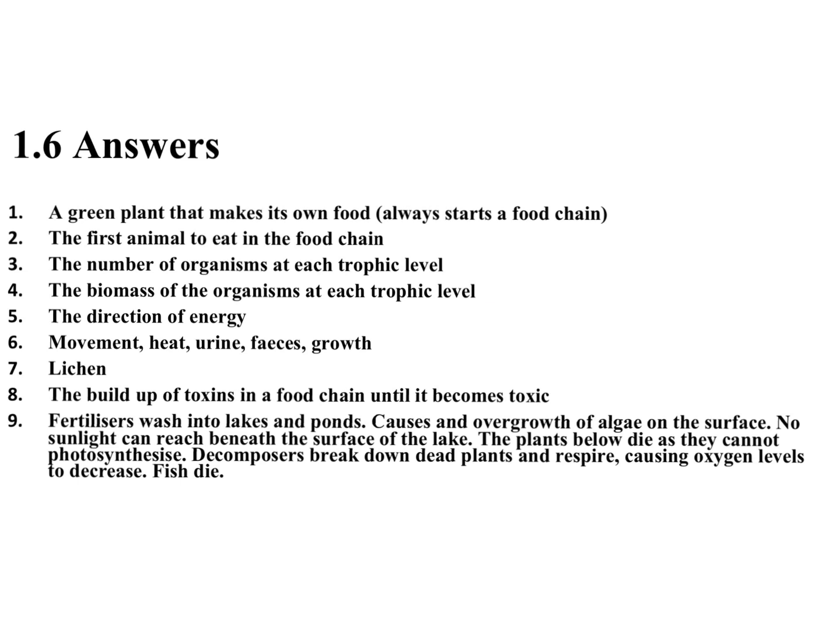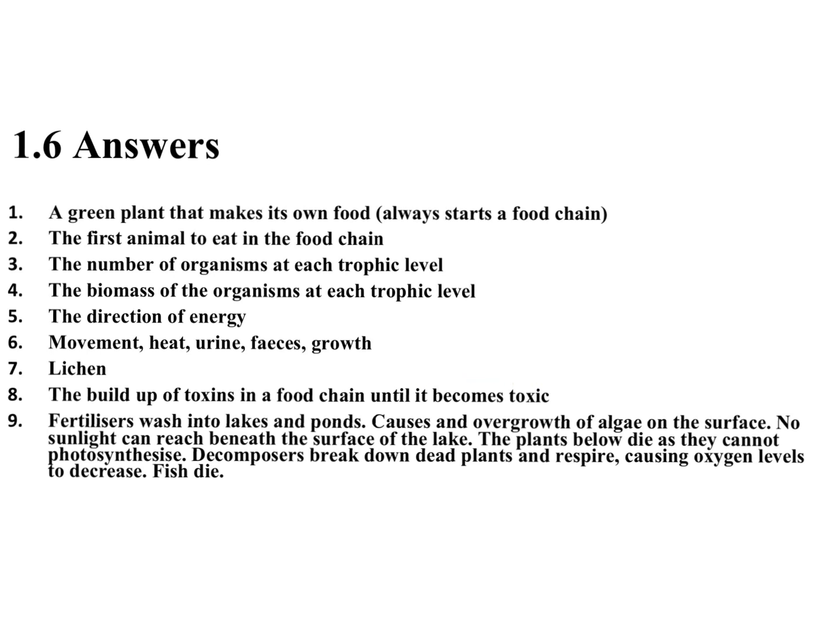Number 5, what do the arrows show in a food chain? They show the direction of energy. 6, how is energy lost through the food chain? It's movement, heat, urine, feces, or growth. Number 7, what species indicates levels of air pollution? It's lichen. Number 8, define the term bioaccumulation. It's the buildup of toxins in the food chain until it becomes toxic.